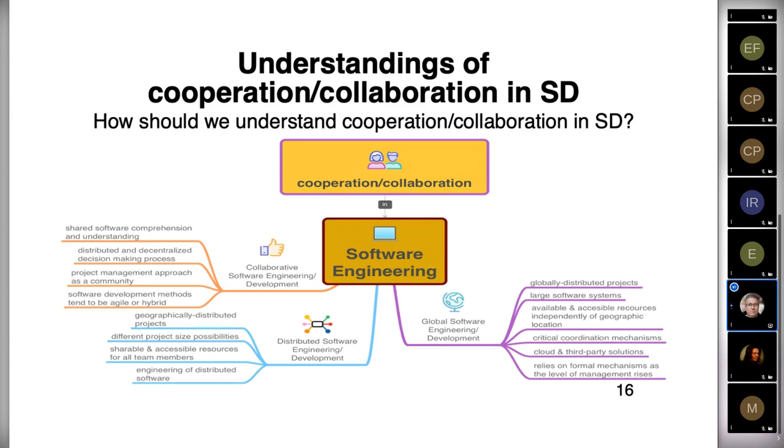In time, the second understanding of cooperation and collaboration in software development was distributed software engineering. It started when the technology started to change and when we started to build more complex systems. And at that time, we needed to move to a new way of doing software engineering, because precisely, as you can see, the projects were for the first time geographically distributed.